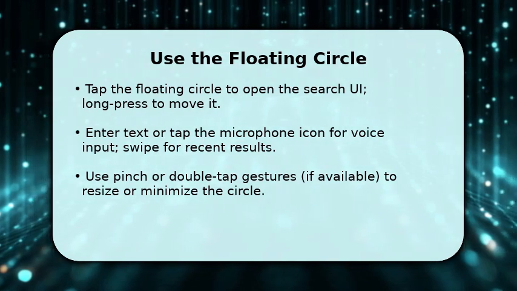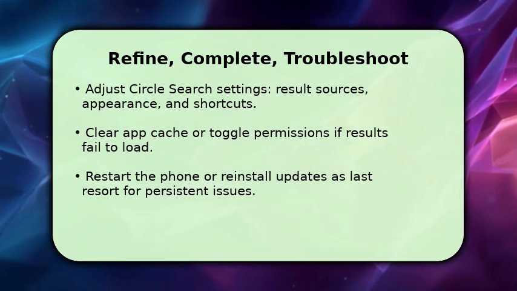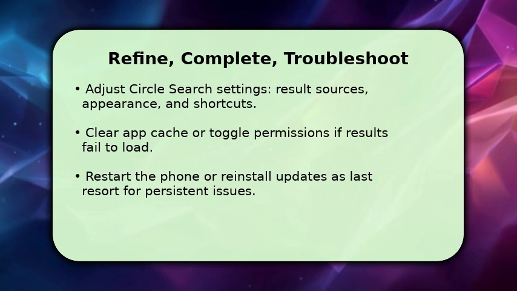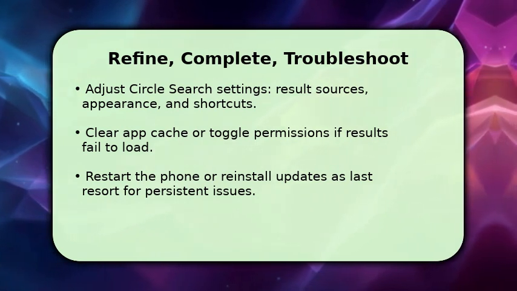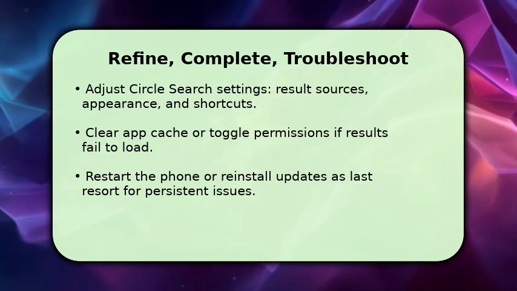To finish, refine circle search in settings by selecting which apps and web sources to include and by assigning shortcuts for quick actions. This speeds future searches. Once done testing, make sure results match expectation and customize appearance to reduce distraction.